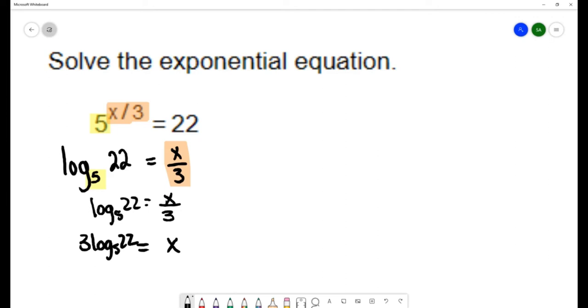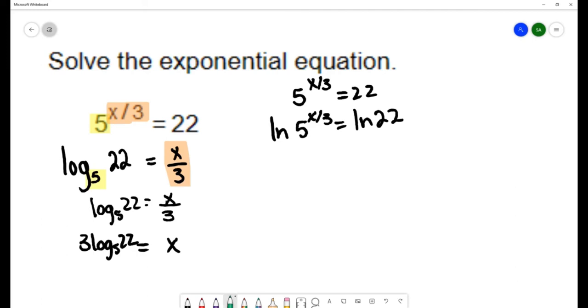Let's do it the other way, which is to take the log of both sides. We have 5 to the x over 3 equals 22. And I would do the natural log on the left and the natural log on the right. And once you introduce the log, you can use the power rule of logarithms, where you can move this exponent into the coefficient. This is x over 3 natural log of 5 equals natural log of 22.